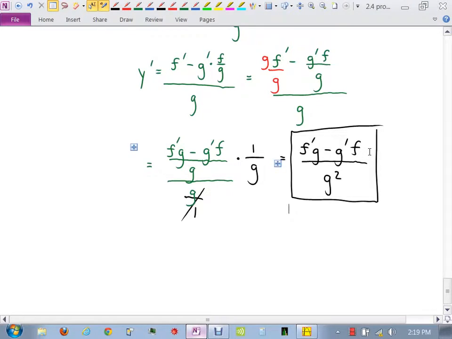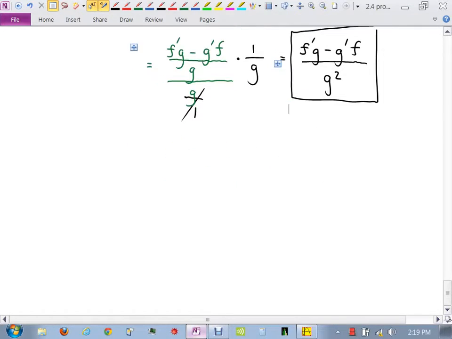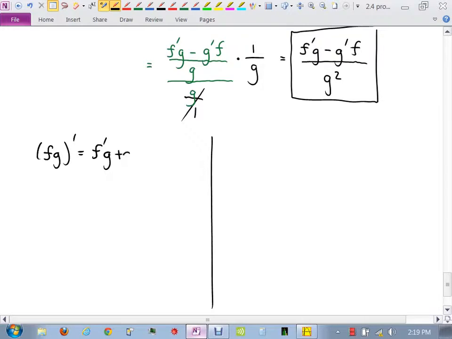Okay? Now, I'm a huge fan of this formula. So the two that we have today are, if you have f times g, that's equal to f prime g plus g prime f. That's your product rule, right? If you have f divided by g, then it's f prime g minus g prime f over g squared.